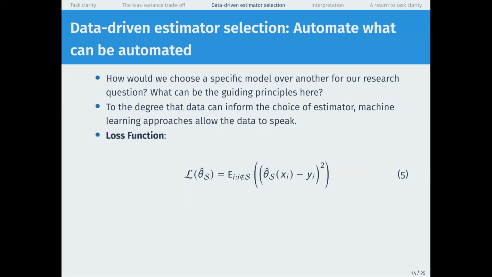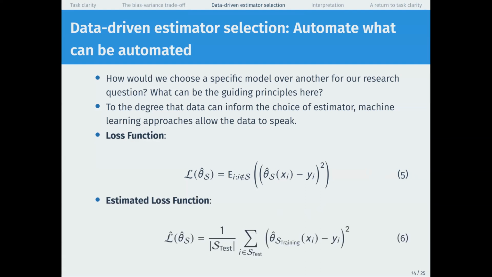In practice, we often can't know the loss function perfectly. Here I'm talking about the expected value over a whole population of units, and we maybe didn't sample all those units. So instead, we often work with an estimated loss function. So I'll put a little hat on top of the L here to denote that this is now an estimated value for this loss function.